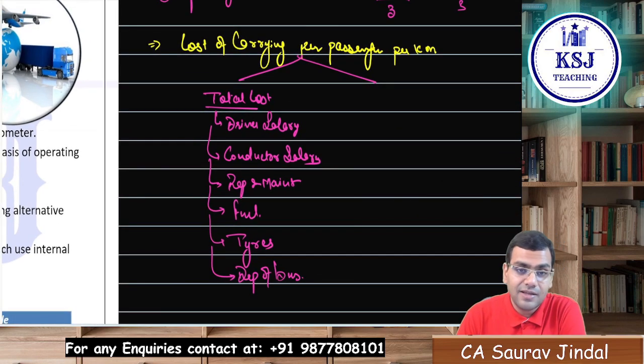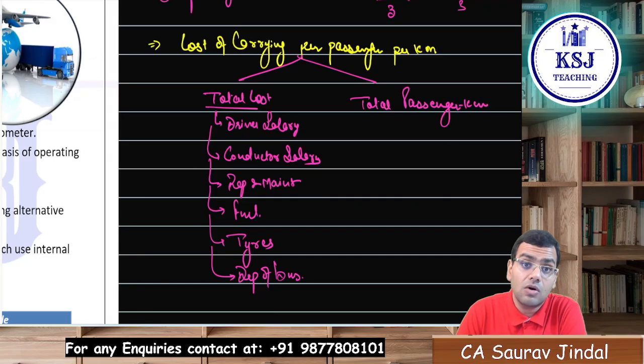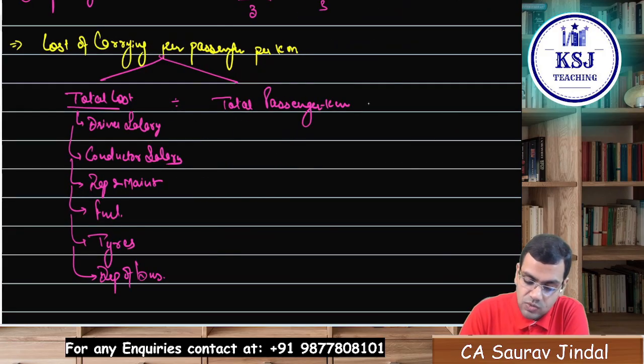The second thing we are required to find out is the total passenger kilometer. Total passenger kilometer is a composite cost unit, not a simple cost unit. If I divide the total cost by total passenger kilometer, what I will get is the cost per passenger kilometer.